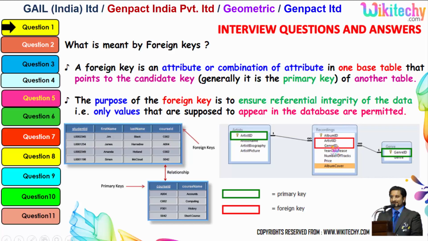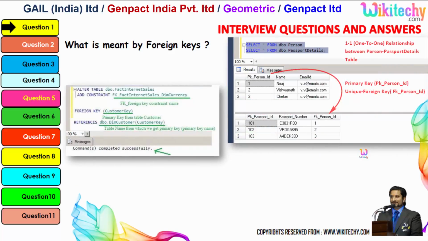You are able to see another example. Artist ID is the primary key, and it is made a foreign key here. Genre ID is a primary key here, and it is made a foreign key here. This is how people will write the query for this.